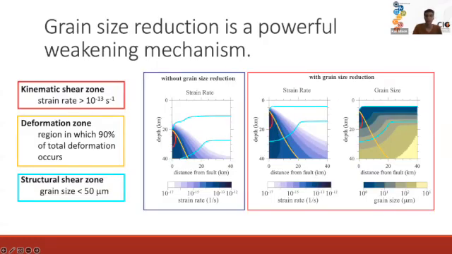This is a comparison of the shear zone structure in a simulation without grain size reduction on the left, so where dislocation creep is the only active mechanism, and then a simulation with grain size reduction on the right. So in this case, grain size reduction shallows the BDT by 13 kilometers, but it has very little effect on the shape and size of the kinematic shear zone and the deformation zone. This suggests that while grain size reduction and grain size sensitive flow can have a moderate localizing effect, it may not be powerful enough to produce a highly localized shear zone. And in this case, grain size reduction would be a consequence of localization, but not its cause.